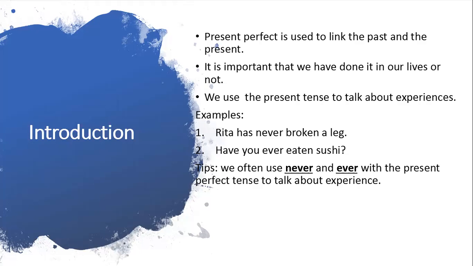Another thing is we use the present perfect tense to talk about our experiences also. For example, "Rita has never broken a leg," so here it's her experience that she has never broken her leg. Another example is "Have you ever eaten sushi?" It also talks about the experience of whether the person has eaten sushi or not. Here is one tip: we often use never and ever with the present perfect tense to talk about the experiences of our life.